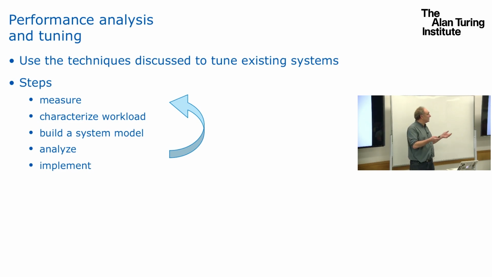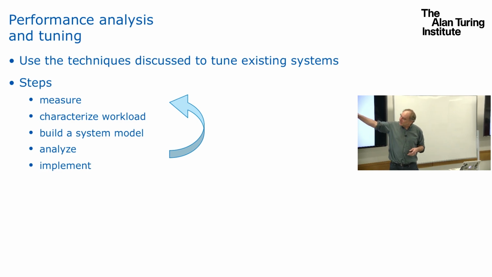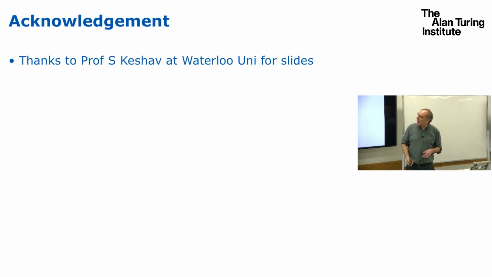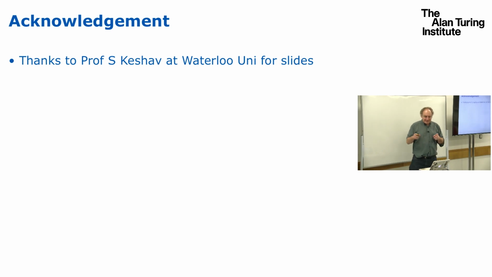Do you have statistics to do statistical multiplexing, or is it actually something where you're going to use all the resources all the time, so you don't care about that? It's just a full-on system. So there's a sort of design cycle for systems that it's kind of common sense, I think. Okay, so just acknowledging Keshav for these slides. So that's the end of this bit.